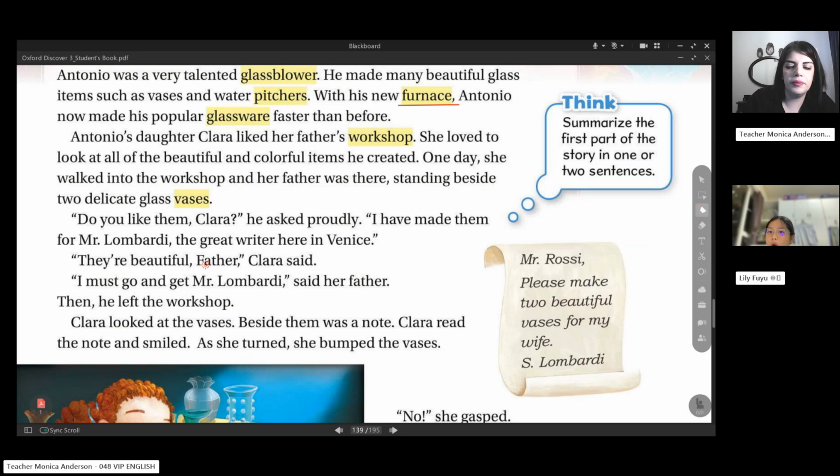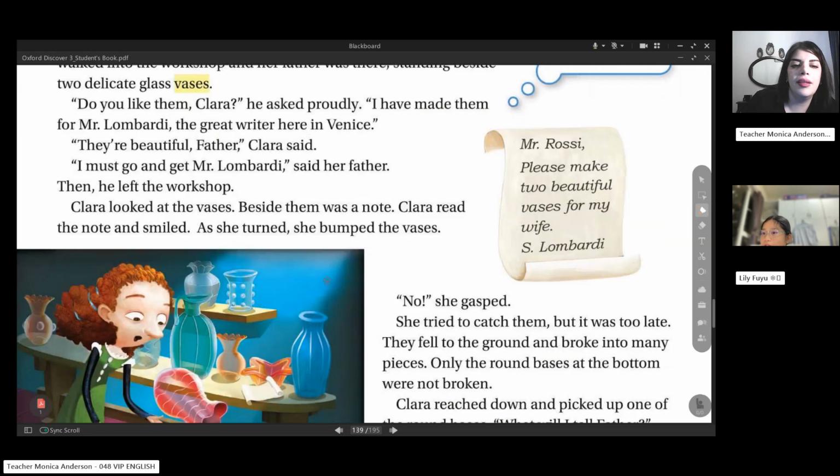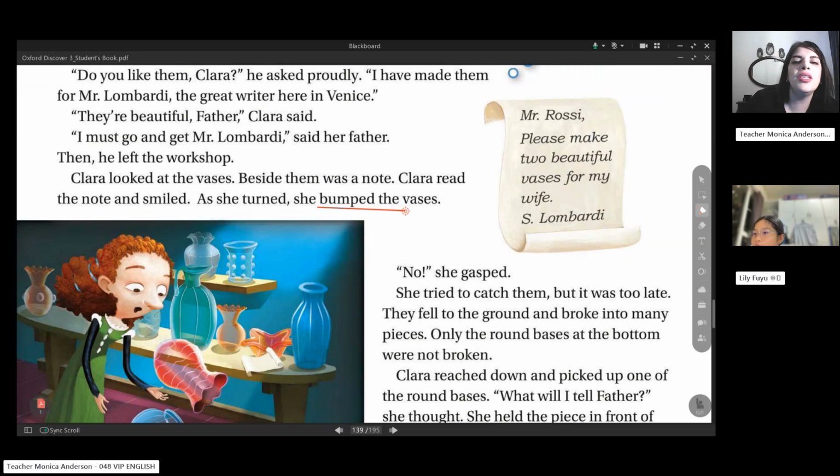I have them for Mr. Lombardi. I know, says her father. Then he left the workshop. Clara looked at the vases. Inside them was a note. Clara read it and did not smile. And she bombed the vase.